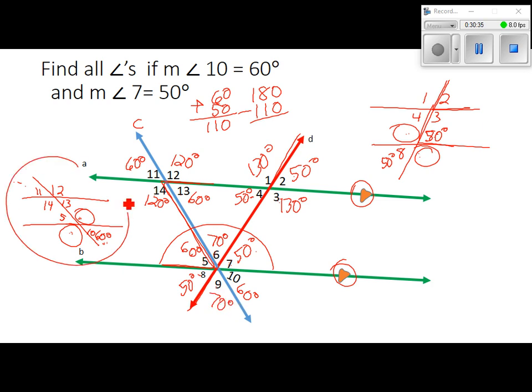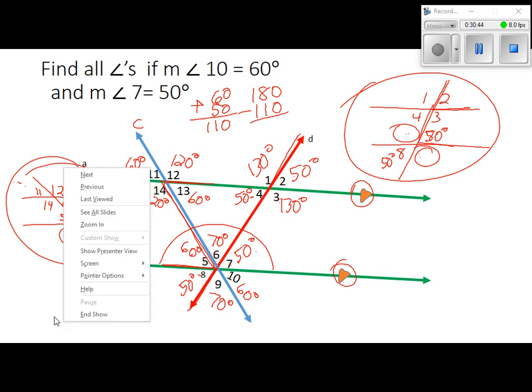But if you don't separate the things off this way, you end up getting confused about some of the angles, and it doesn't take that long to separate them off and to figure it out that way.